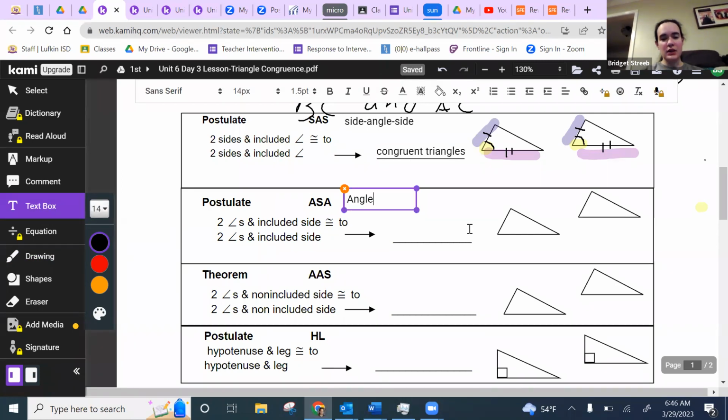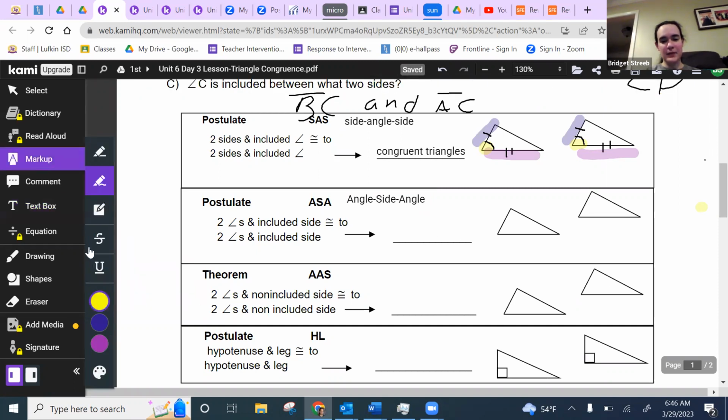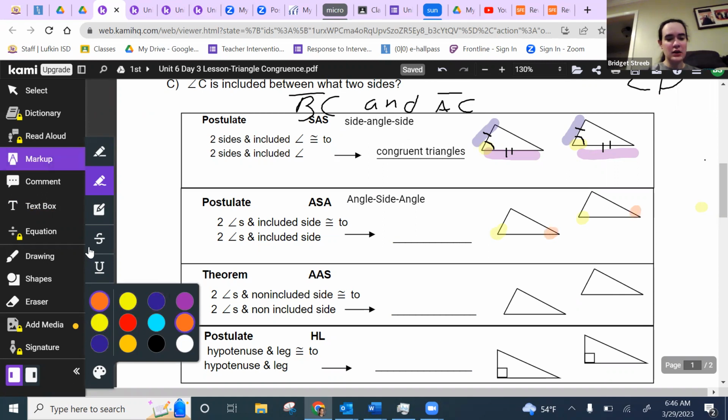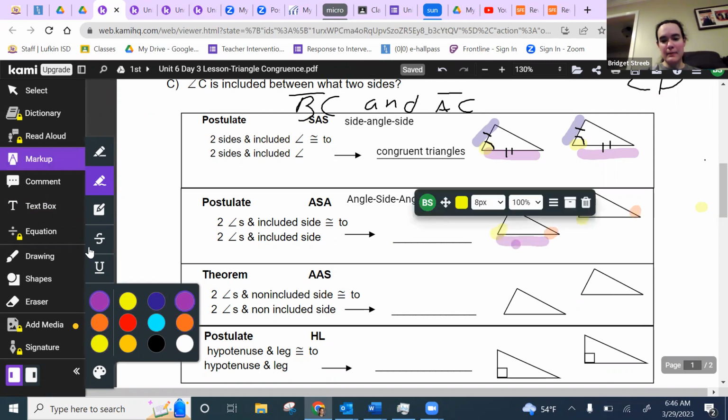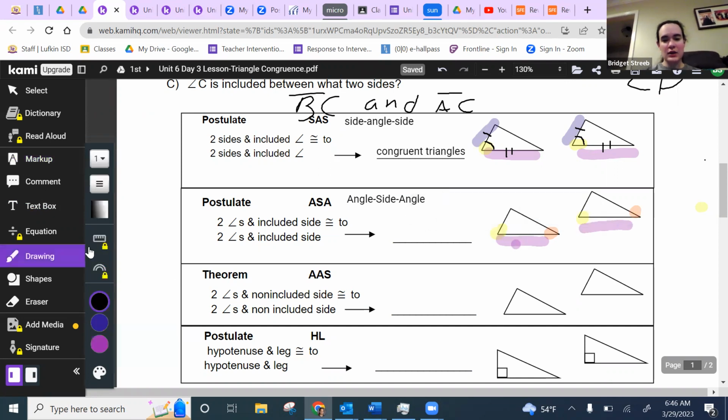Next one we have is angle, side, angle. So that means we have two angles and the included side. So one set of angles and a second set of angles and the side that is made by those two angles. So again, we'd have arc marks in the corners at the angles, showing that they're congruent. And we have tick marks on the sides.